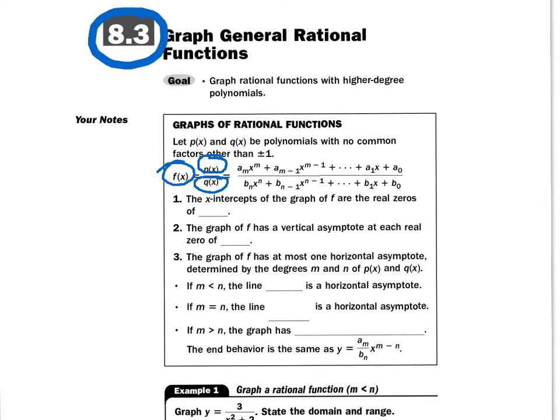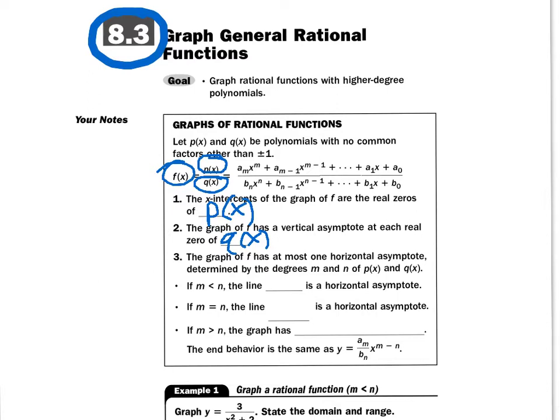So the x-intercepts of the graph of f are all the real zeros of p of x, so all the things that would make the top 0, and then all the vertical asymptotes would be all the things that would make the bottom 0. Because you can't have 0 on the bottom, that creates a vertical asymptote. And on the top, if you had 0, obviously that would make the whole thing 0 because you'd have 0 over something.